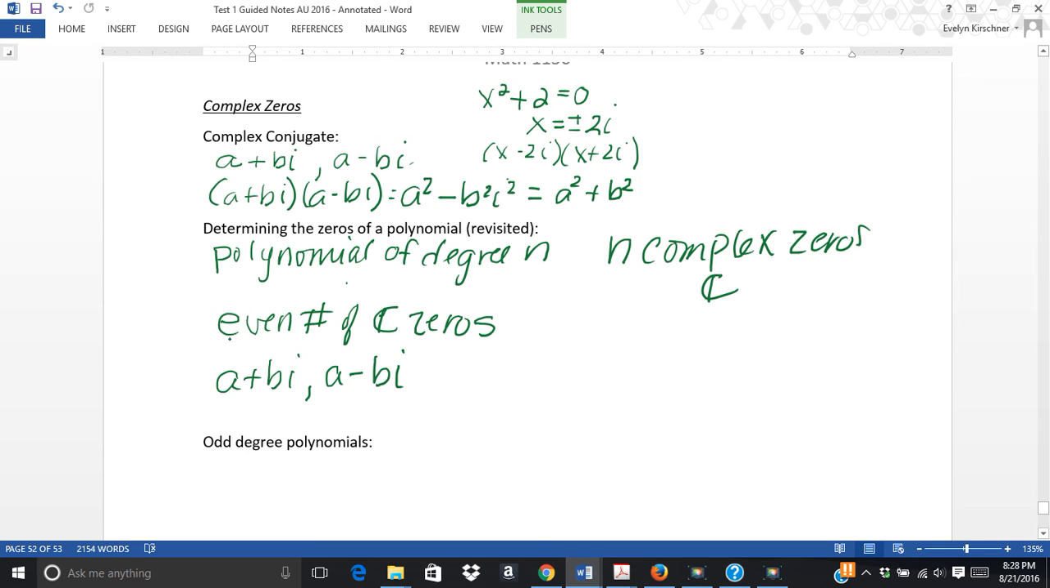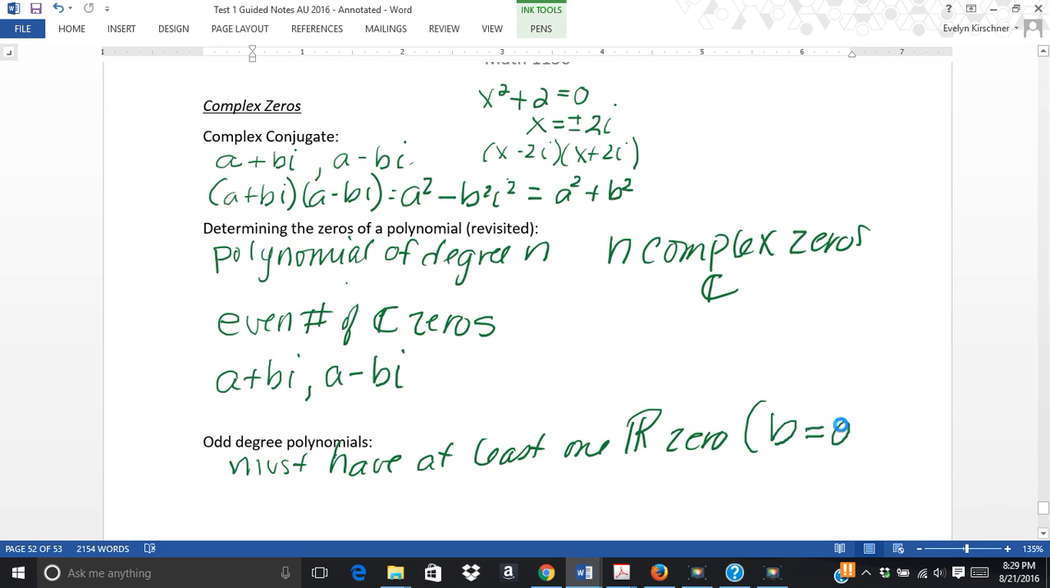But what does this mean for this whole thing, the even number of complex zeros? What does it mean for an odd degree polynomial? Odd degree polynomials must have at least one real zero, or where b equals 0 for a conjugate, a complex number. Because if it's an odd degree and all complex zeros come in pairs and multiples of 2, then we know that if it's odd, we have to have at least one.